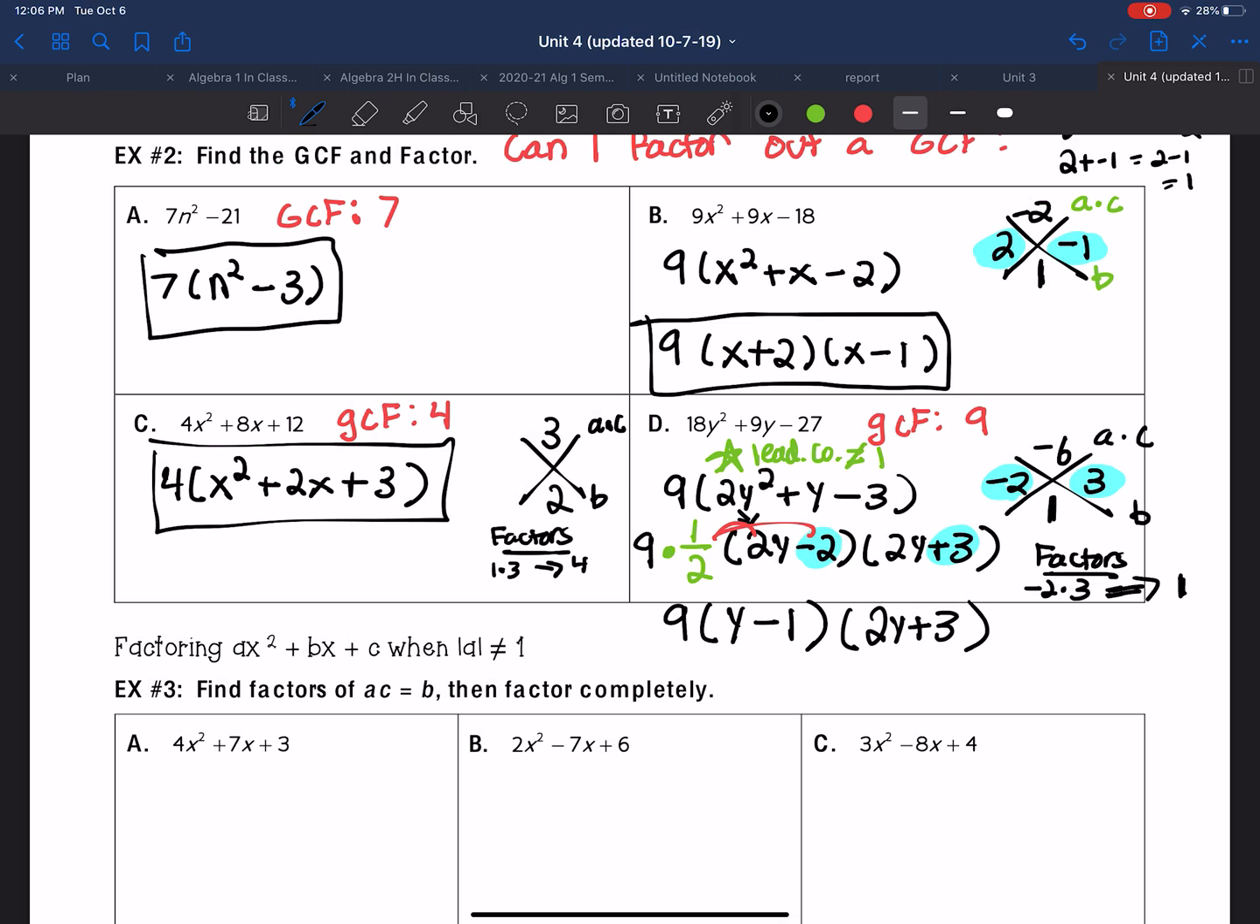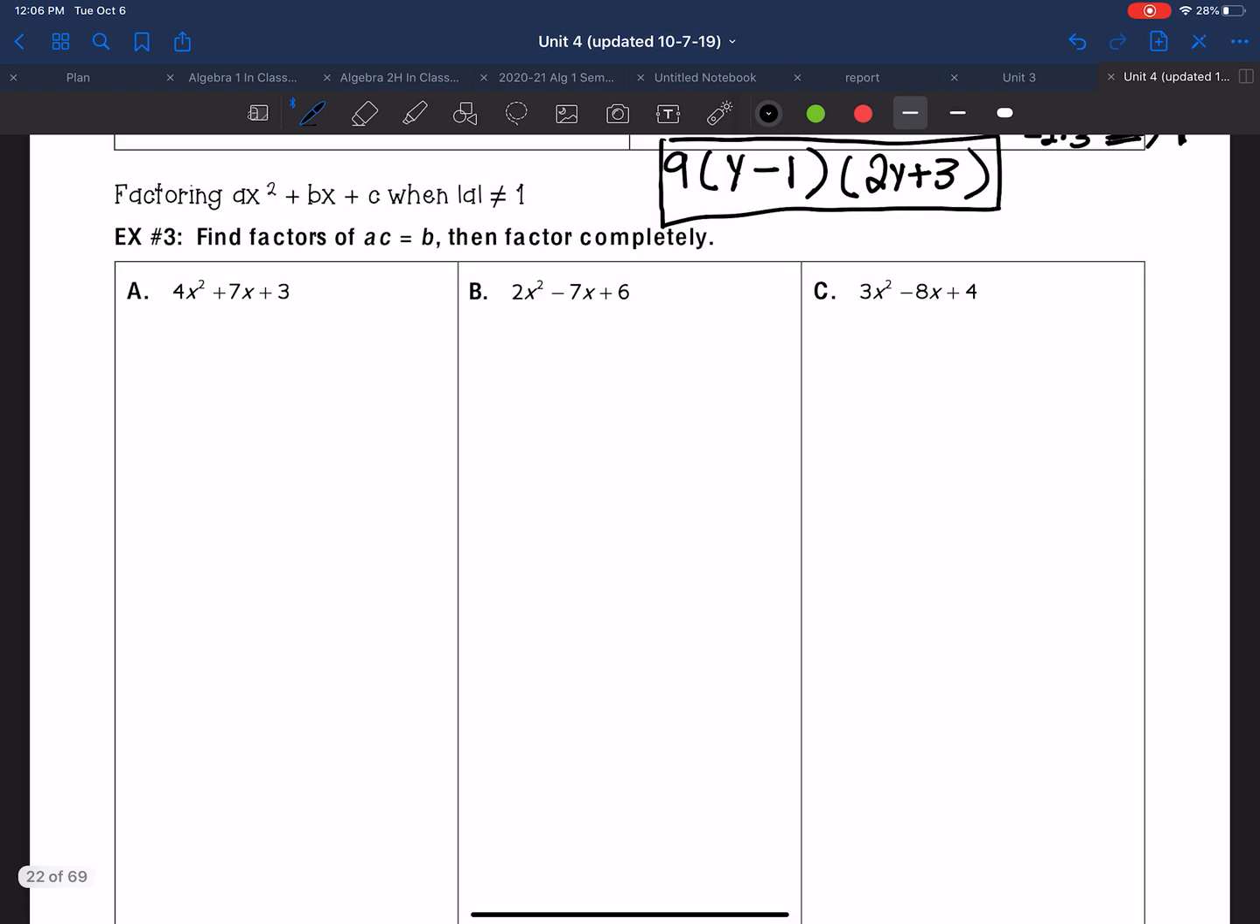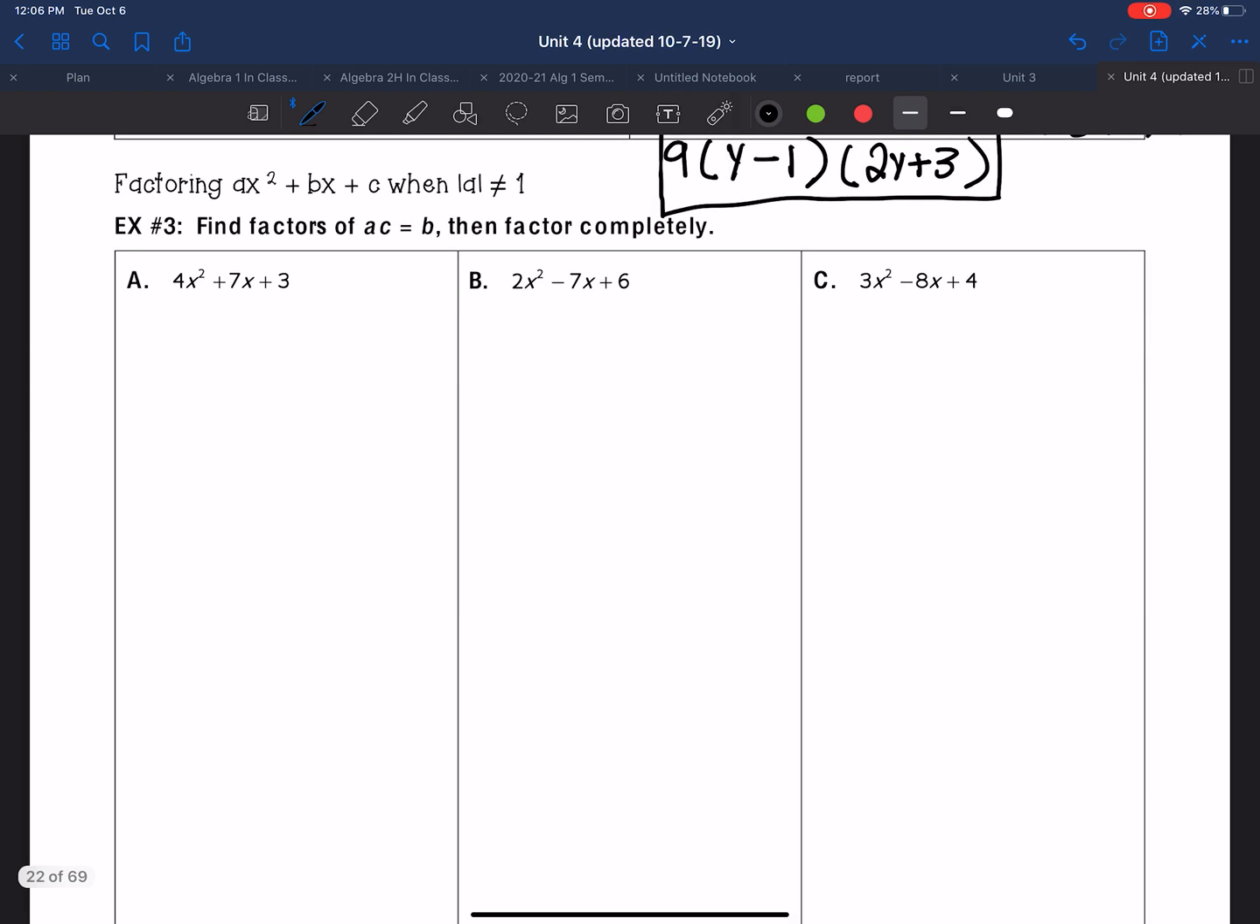So I have 9 times y minus 1 times 2y plus 3. And that is the answer to this question. And that's going to lead us into example number 3. In example number 3, we are going to find the factors of AC equals B, and then factor completely. Same thing we did in the last one. Let's just go ahead and do it first.